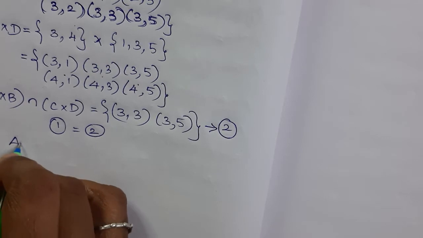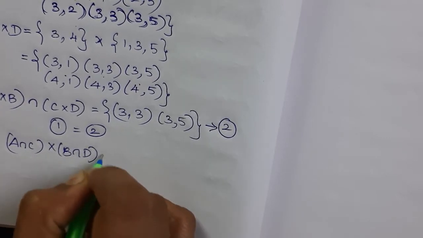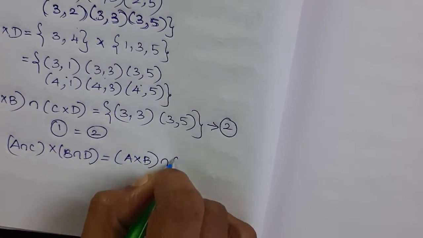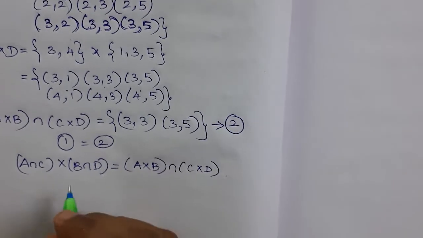What is your left hand side? A intersection C cross B intersection D is equal to A cross B intersection C cross D. So hence we have proved.